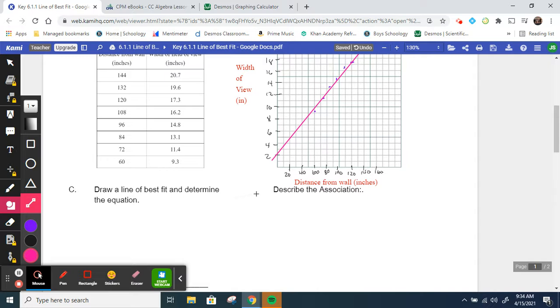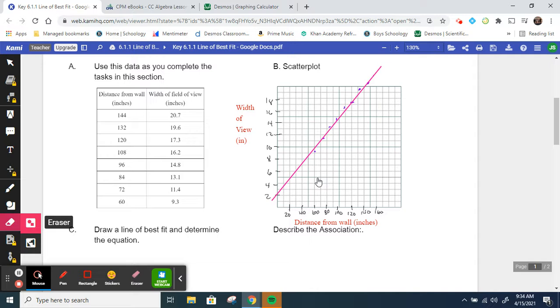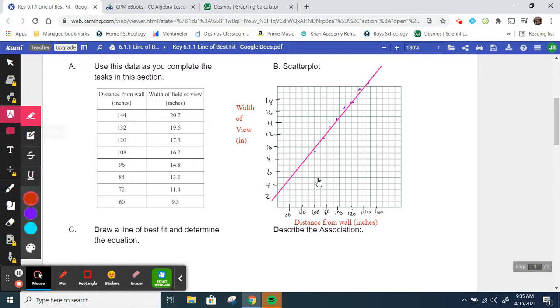So we want to think back to chapter 2, when we were writing equations, and figure out our equation for our line of best fit. We're going to pick 2 points on our line. And when we pick our 2 points, they do not necessarily have to be data points. In fact, in most cases, they will not be data points. So I want 2 points that are on my line.